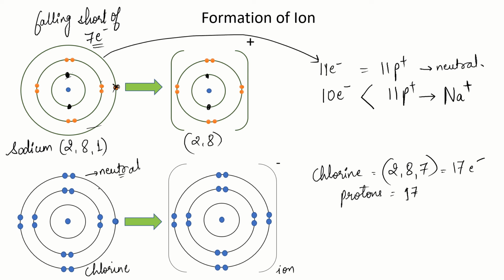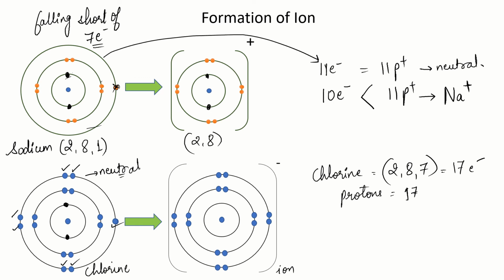If you look at the configuration, the K shell is again happy, its duplet is fulfilled. L is also happy, its octet is fulfilled. But the outermost orbit is not completely fulfilled. There are 7 electrons: 2, 3, 4, 5, 6, and 7. According to Bohr-Bury's theory, there has to be 8 electrons. There are only 7. So what would chlorine do to attain stability? It can either accept 7 electrons, lose 7 electrons, or accept 1 electron.